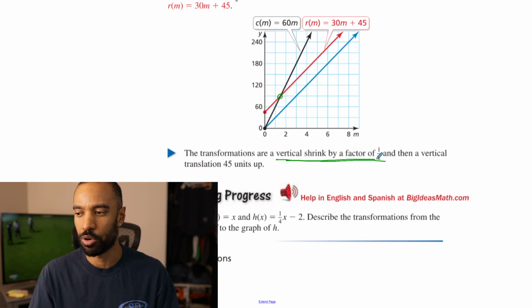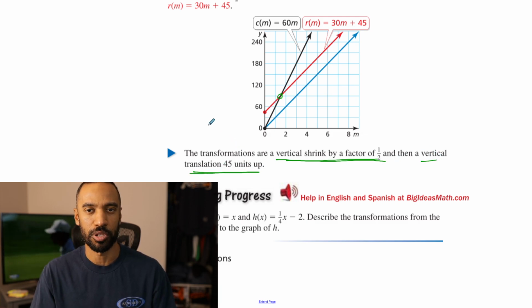But a vertical shrink by a factor of 1/2 and a vertical translation 45 units up. That's what that plus K, plus 45 is all about.